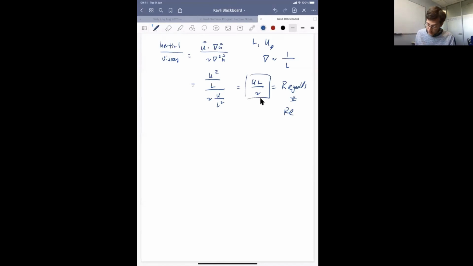So let's think about the Ekman number. The Ekman number is the ratio of the viscous term to the Coriolis term. So it's going to be nu del squared u all over 2 omega cross u. We'll keep the 2 in there, but sometimes you might throw it away. So that's nu u over L squared all over 2 omega u, which is just nu over 2 omega L squared. And again, you might lose the factor of 2. We'll call that Ek.